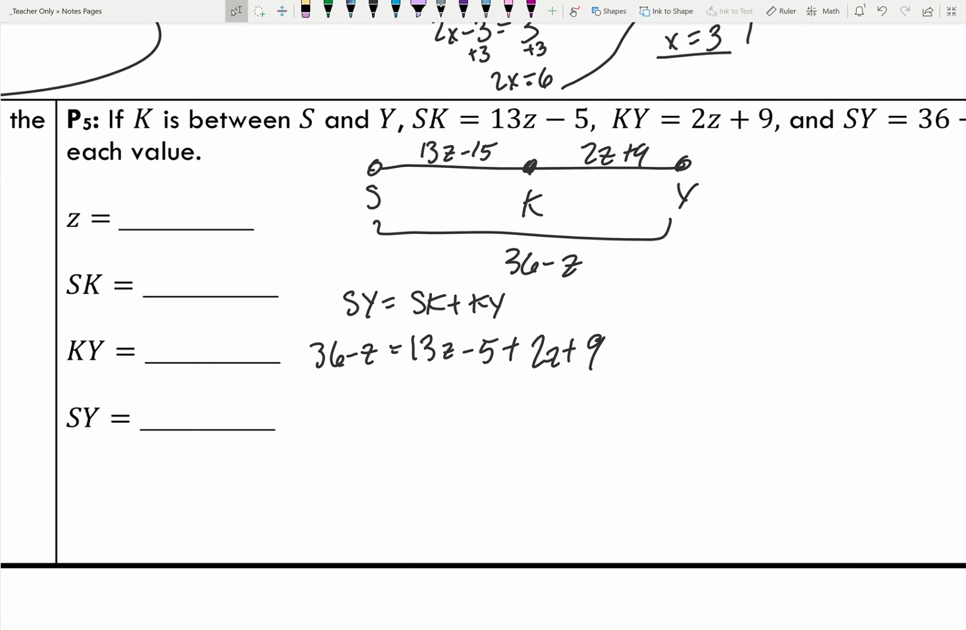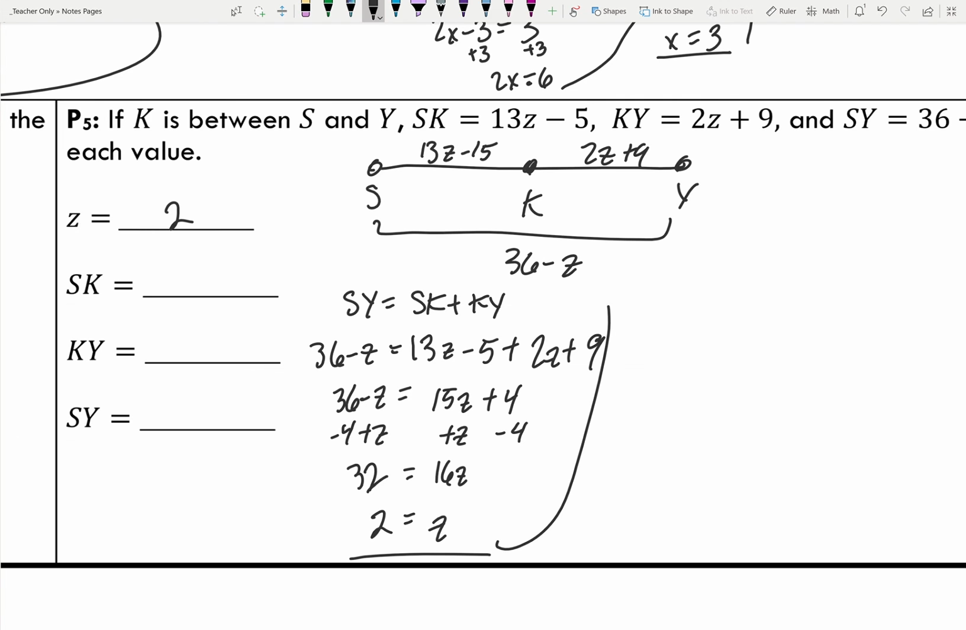Anyway, so now we've got 36 minus Z is equal to 15Z plus 4. Okay, now we're going to add Z to both sides. Minus 4. Minus 4. That gives me 32, which I knew was what I was supposed to have. I knew I was making a mistake earlier. 32 is equal to 16Z. So Z is just equal to 2.